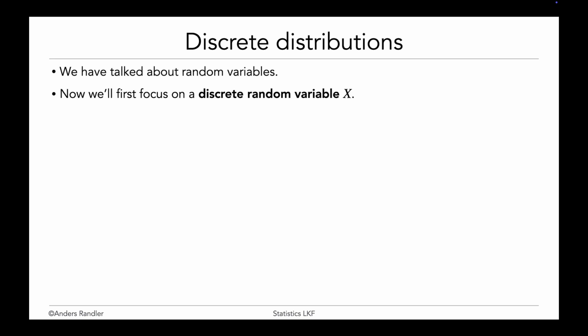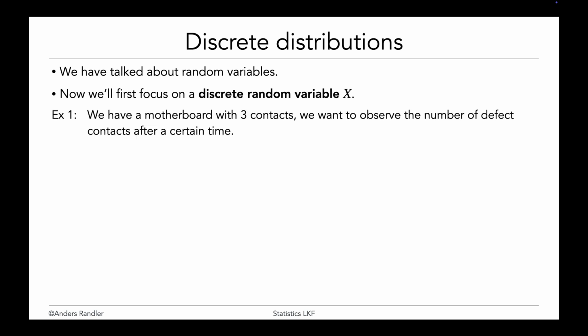So, discrete distributions. We have talked about random variables. We'll first focus on discrete random variables. Variables that can only take on discrete values, separate values, not continuous, but discrete. So we have a motherboard, for instance, with 3 contacts. We want to observe the number of defect contacts after a certain time. So let's say that we define the random variable X as the number of defect contacts. And of course, the sample space then would be 0, 1, 2, 3, discrete values.